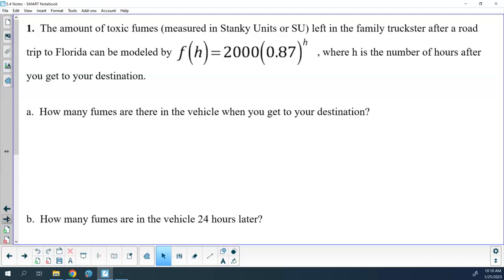First one is the amount of toxic fumes measured in Stanky units, or SUs, left in the family truckster after a road trip to Florida can be modeled by f of h equals 2,000 times 0.87 to the h power, where h is the number of hours after you get to your destination. So, first question, how many fumes are there in the vehicle when you get to your destination?